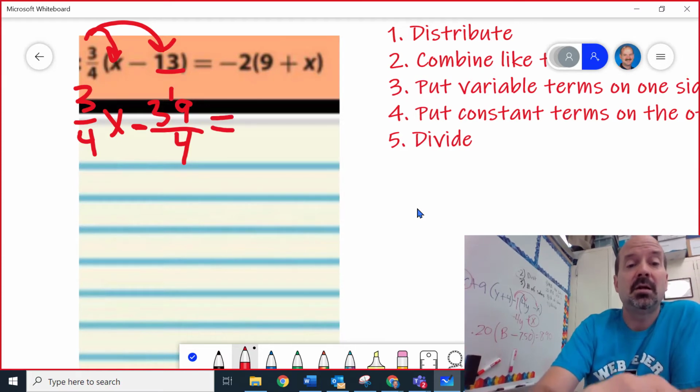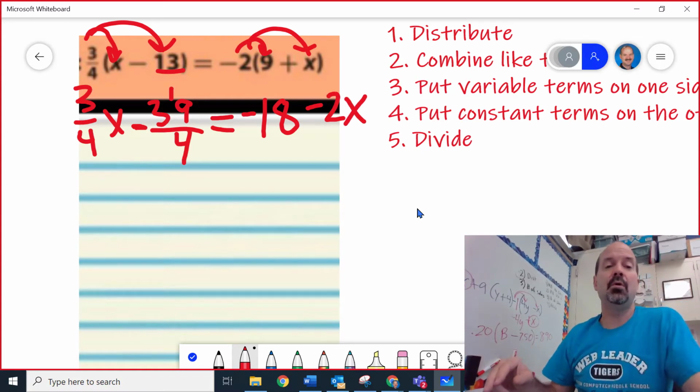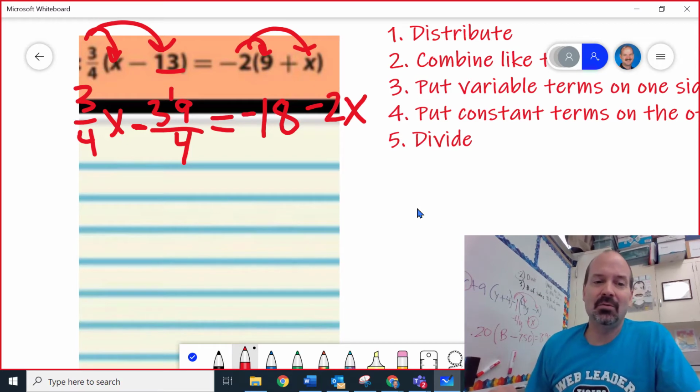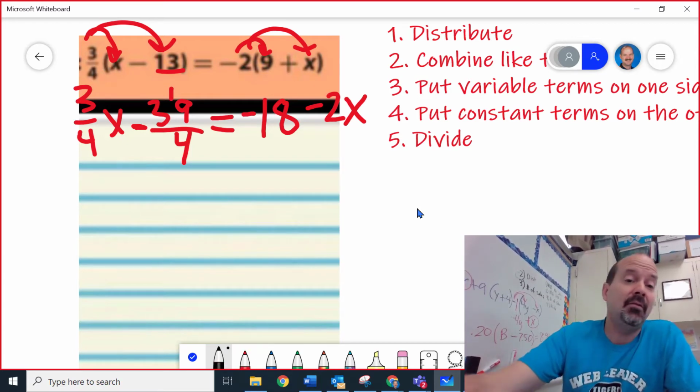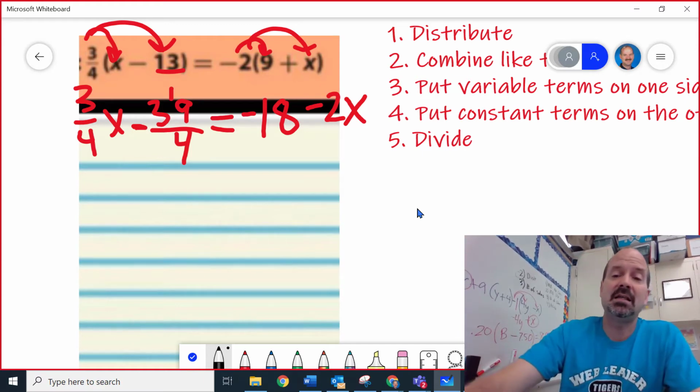And then I'm going to distribute on the other side too. -2 times 9 is a -18. And a -2 times x is a -2x. So that was step 1. But this time we kind of need an extra step to get rid of those fractions. And what it is, if you multiply any fraction by its denominator, poof, the fraction goes away. Let me give you an example of that.